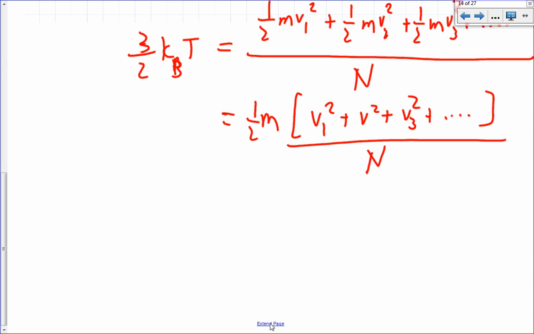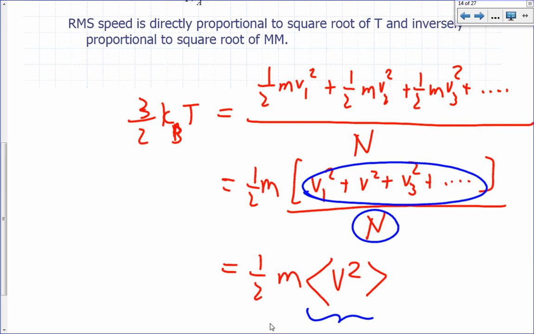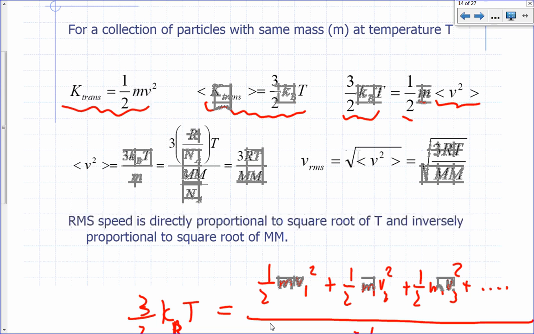So that is just going to be equal to 1/2 times the mass times the average of the v squared, the average of the square of the speeds. Okay? So you add up all the squares of the speeds divided by the number of molecules. That gives you the average of the square of the speed. All right. So the average of the square of the speed, then, you can solve for that.